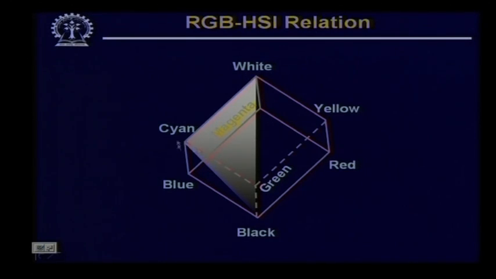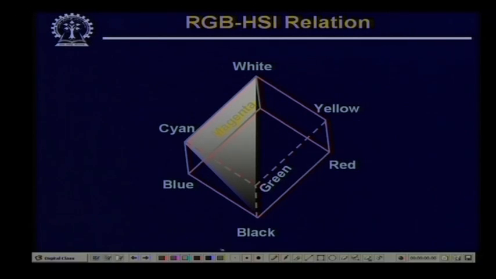And the other point which defines this particular plane is the cyan, that is this particular point. Now, you will appreciate that all points in this particular plane defined by these 3 points black, white and cyan will have the same hue, because as we said, hue indicates the prominent wavelength of light present in any particular color.